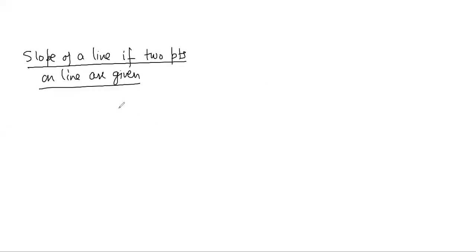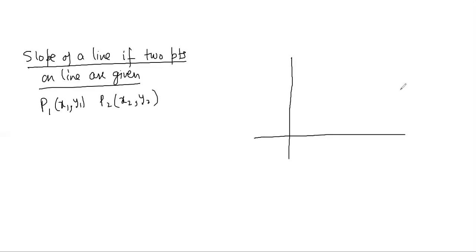So let us find out formula for slope of line if 2 points on the line are given. Suppose 2 points are P1, which is x1, y1, and P2, which is x2, y2. So basically there are two cases. The first case is if the line has positive inclination. So this is x-axis, this is y-axis, and P1 is this point and P2 is this point. ठीक है. ये x1 y1 है और ये x2 y2.